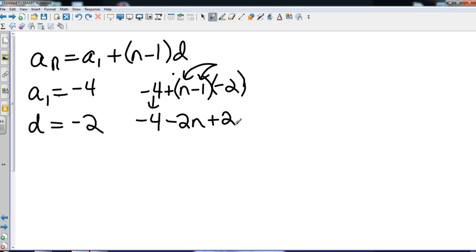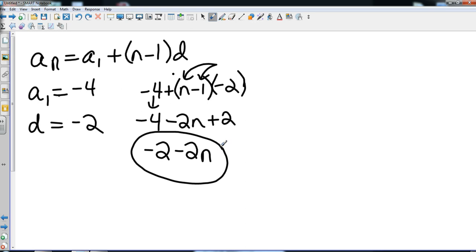Which ones are like terms? The negative 4 and the positive 2. What's negative 4 plus 2? Negative 2. And then bring down the negative 2n. And that's my answer. Some of you might put that as negative 2n minus 2. Those are both the exact same answer. It doesn't matter. The order doesn't make any difference. Okay. So now we go to the second one.